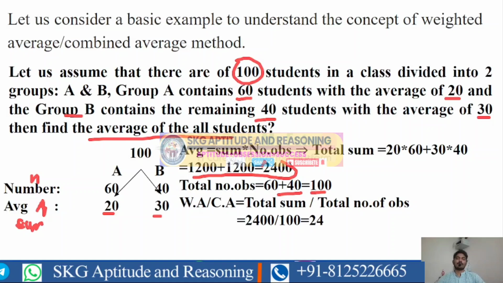What is the total sum here? The total sum is 2400, and the number of observations is 100. If we simplify, we get the answer 24. So the combined average, the average of all the students in the class, was 24, which lies in between these two values. It was greater by 4 and lesser by 6 than the given average values in the question.